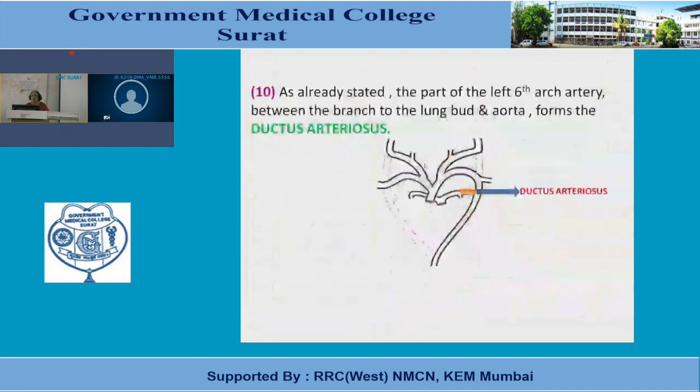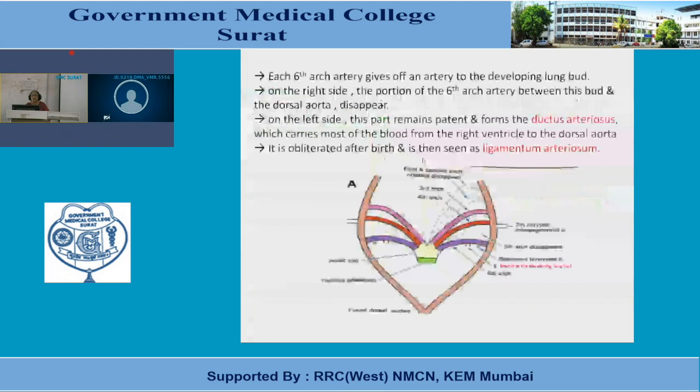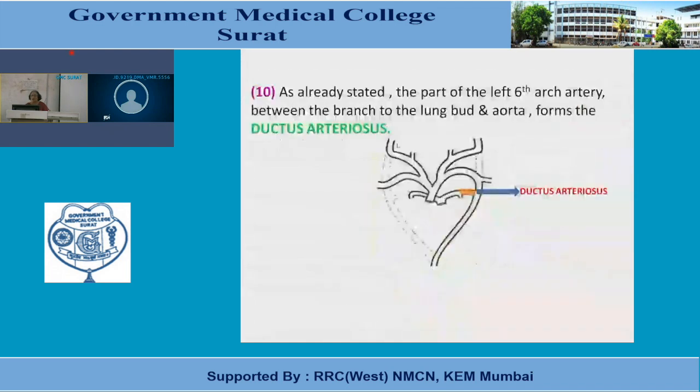So this is about the portion. What is happening at the 6th arch on the left side? It remains patent and forms the ductus arteriosus. Here you can see the 6th arch on the left side. On the right side, the portion between the lung bud and the dorsal aorta disappears, but the portion on this side remains patent and forms the ductus arteriosus.